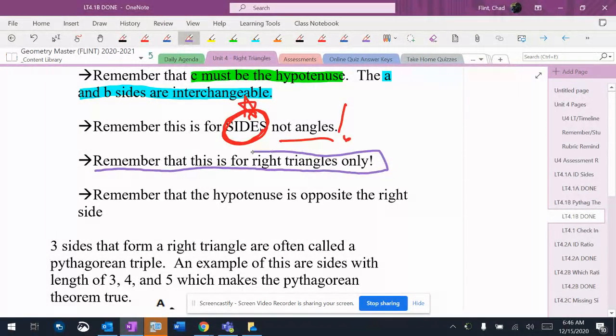This is only for right triangles, meaning we can't just take any triangle we want and apply the Pythagorean theorem to it. It only works for right triangles. Isosceles, equilateral, all of those triangles, it doesn't work for them unless you add an altitude.